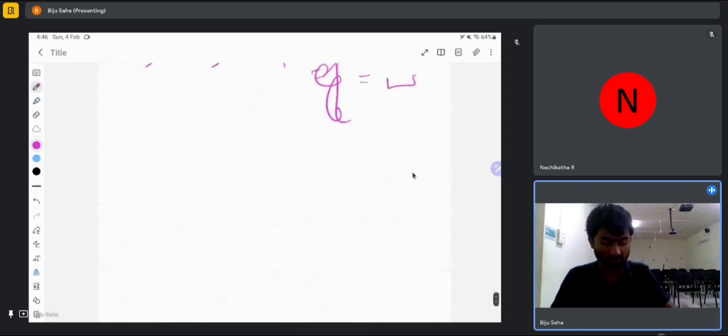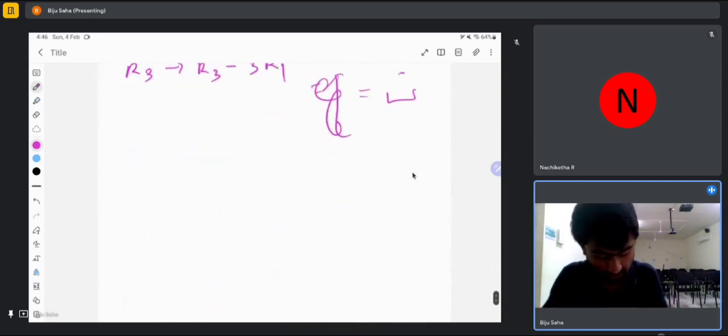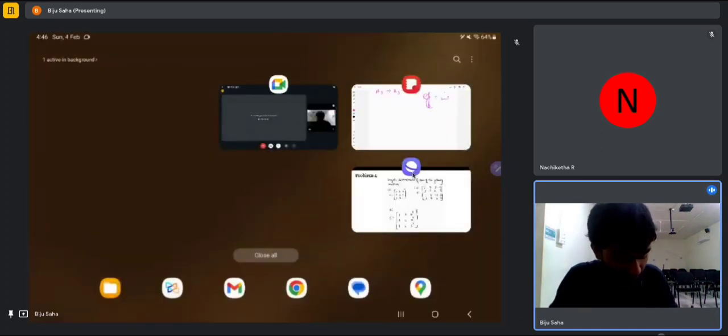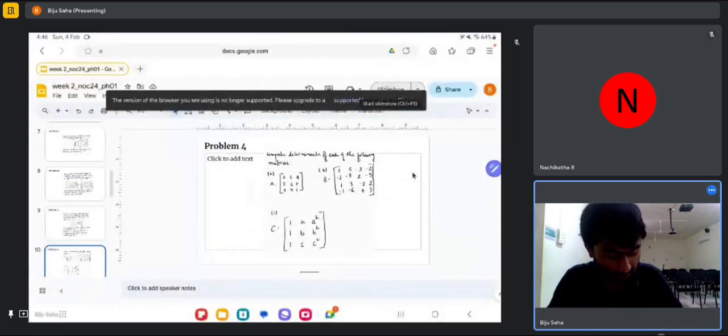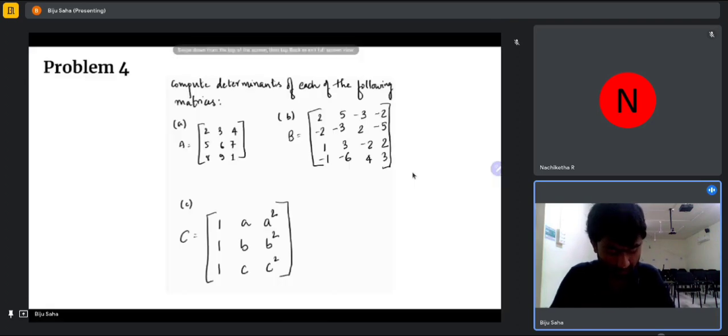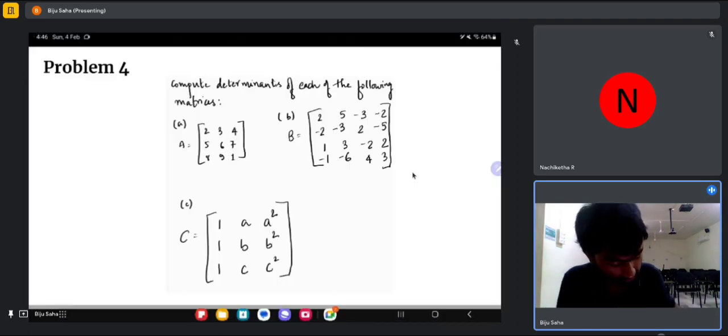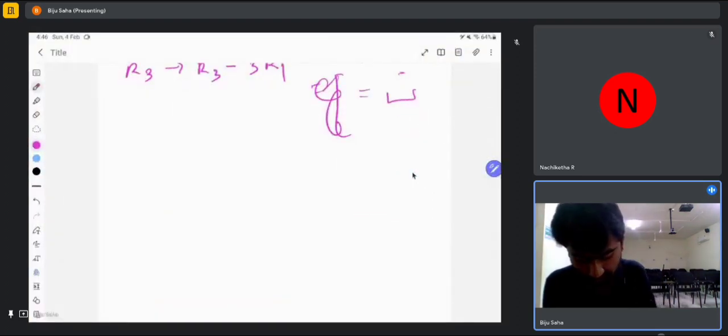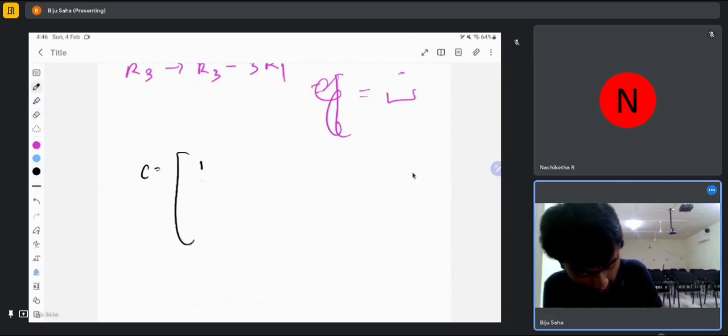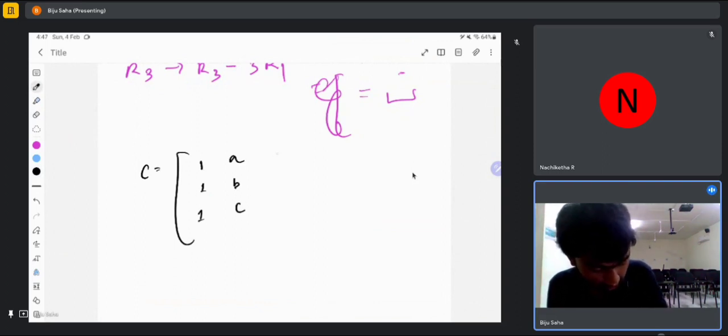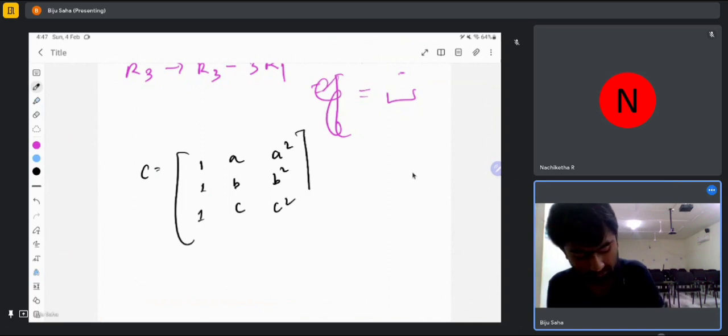So now let me go to the third problem, which is a bit tricky. That is taken from the example present in the lecture. So let us see how to find the determinant using the properties. It was a matrix C. C is equal to 1, 1, 1, a, b, c, a square, b square, c square.